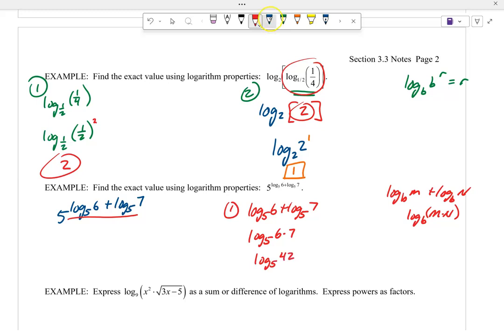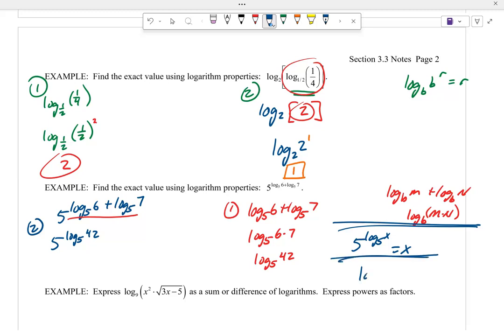So now let me come back over here, step 2. I'm going to replace my exponent with log base 5 of 42. And remember, 5 to the x and log base 5 of x are inverses. So 5 to the log base 5 of x is just x. And log base 5 of 5 to the x is x, right? They're inverses, they undo each other. So when I'm looking at 5 to the log base 5 of 42, it just spits out that 42. They undo each other.